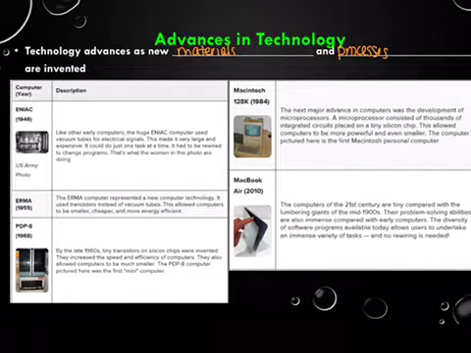Lastly, pictured here, we have the MacBook Air in 2010. The computers of the 21st century are super small compared to the computers of the mid-1900s. They have increased their problem-solving abilities, and the diversity of software available is immense.